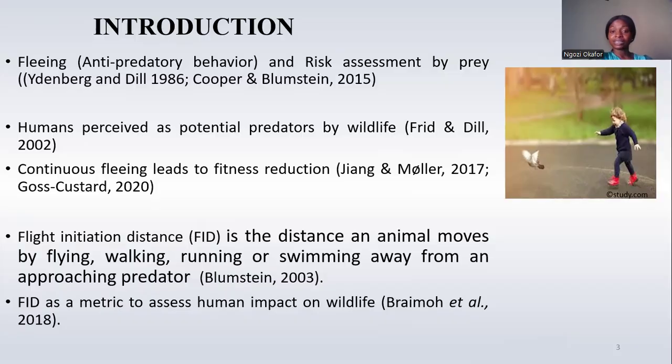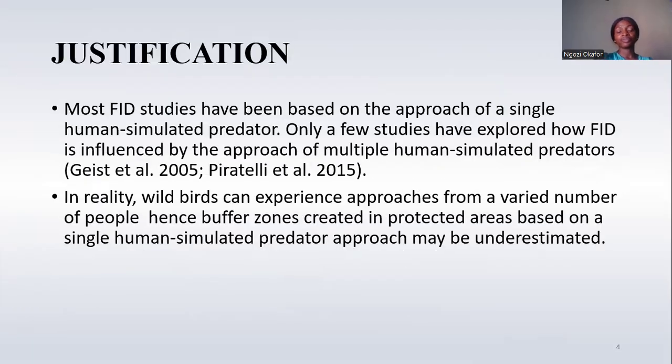Flight initiation distance is the distance at which an animal moves by flying, walking, running, or swimming away from an approaching predator. A longer flight initiation distance suggests lower tolerance to human disturbance, while a shorter flight initiation distance suggests higher tolerance to human presence. And FID can also be used as a metric to assess human impact on wildlife.